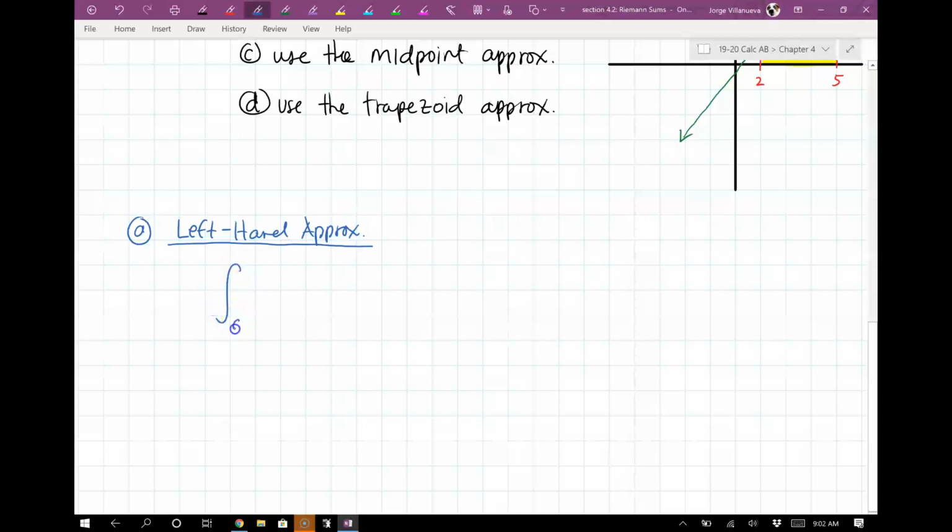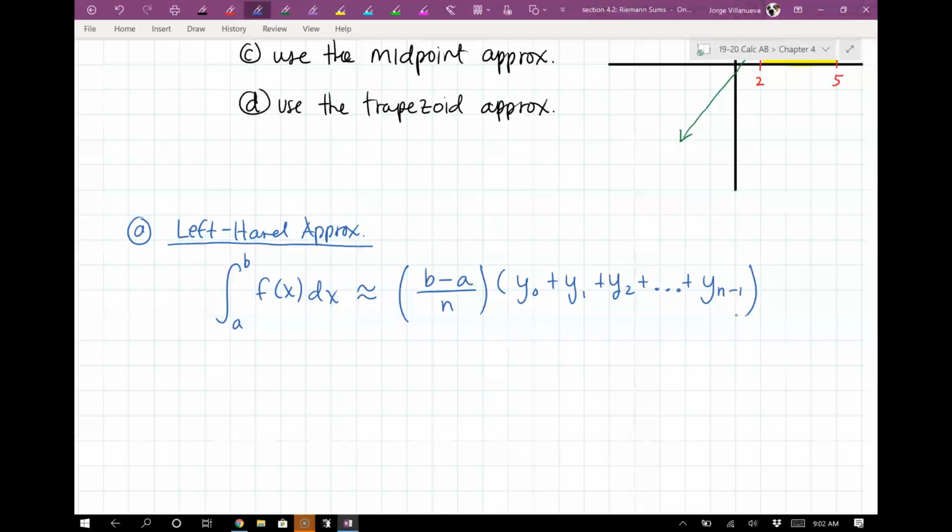It's the integral from a to b of f of x dx is approximately, so here's your formula, b minus a over n times y sub 0 plus y sub 1 plus y sub 2 plus etc., all the way till you get to y sub n minus 1. Notice A and B are our upper and lower bounds. B is the upper bound, A is the lower bound. Okay, n is the number of equal subintervals. So let me write this down.